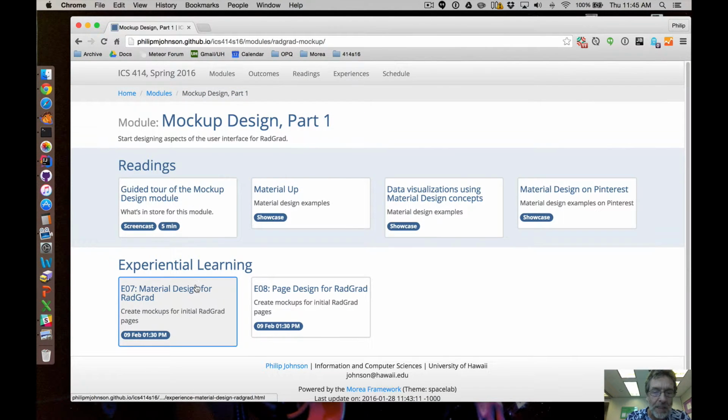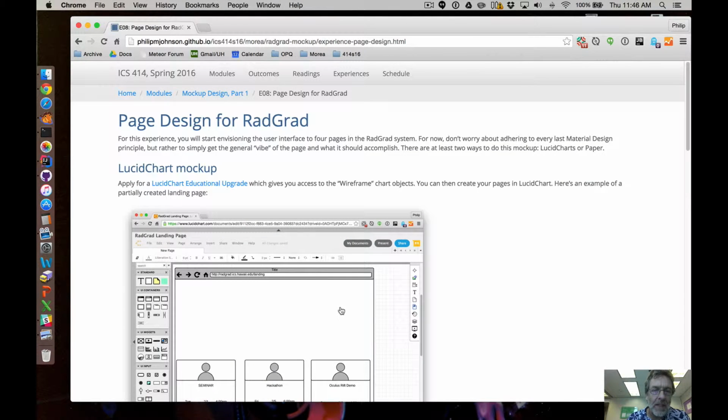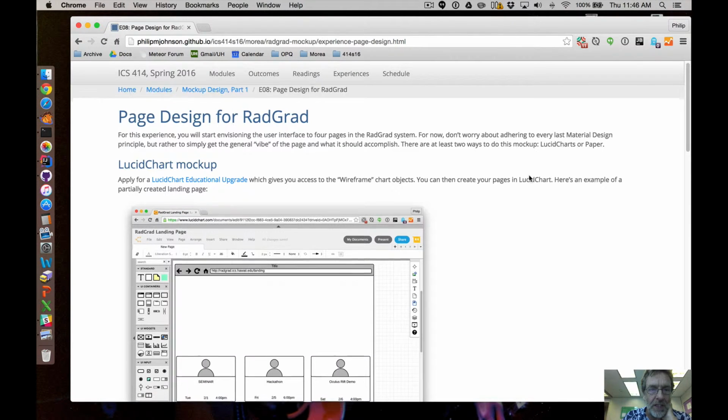that's the first experience. The second experience is once you've got some screenshots and you've got your brain thinking in that fashion, then what I want you to do is, instead of looking at material design and finding examples from other sites, now I want you to direct your focus to RadGrad and say, what would some of these pages look like and what would be on them? And that's the focus of this second experience.